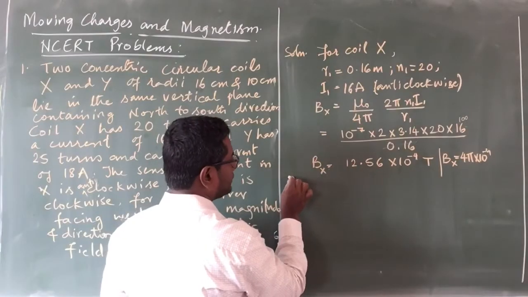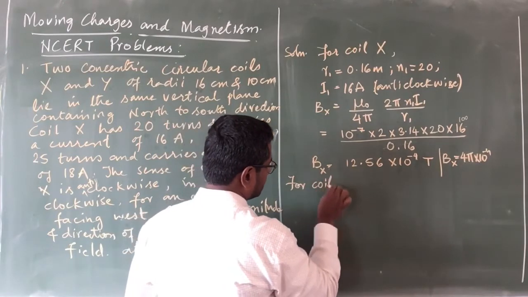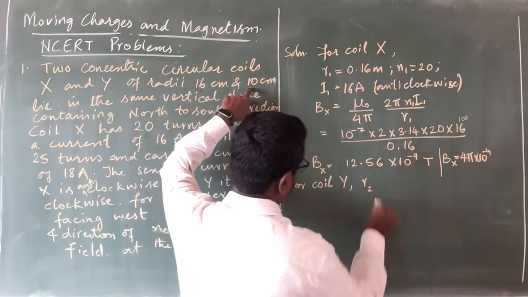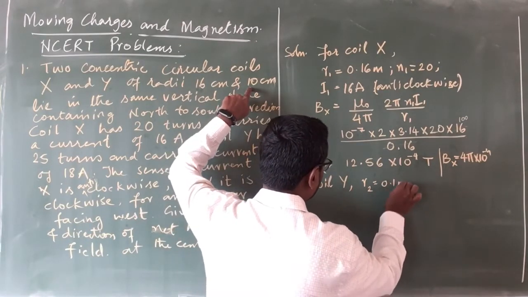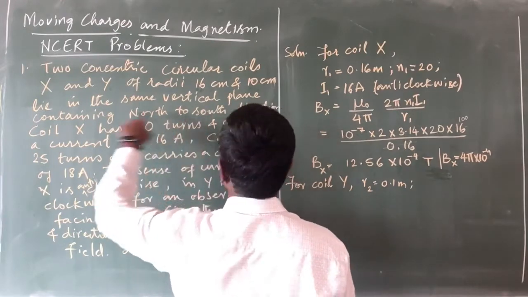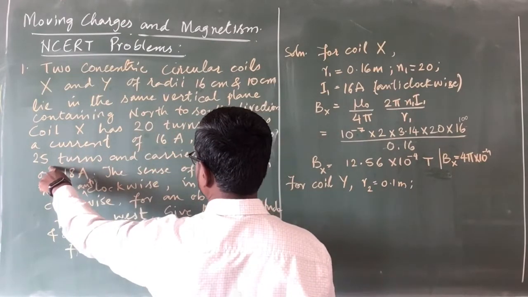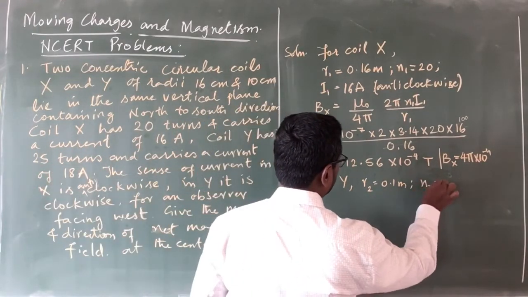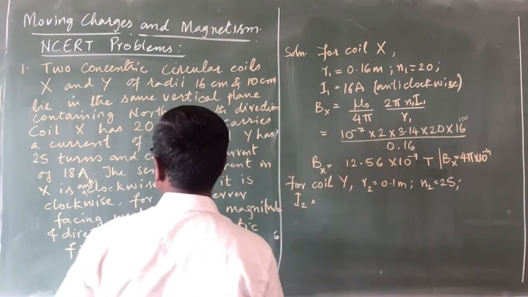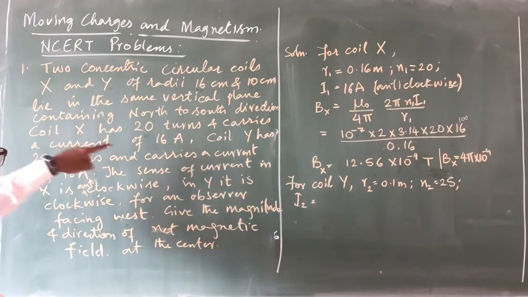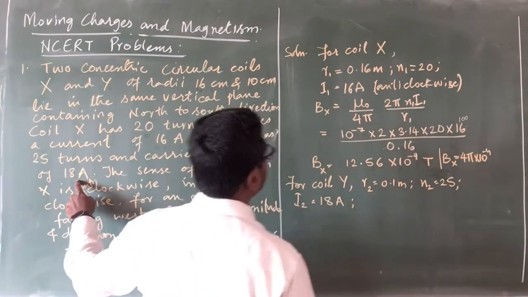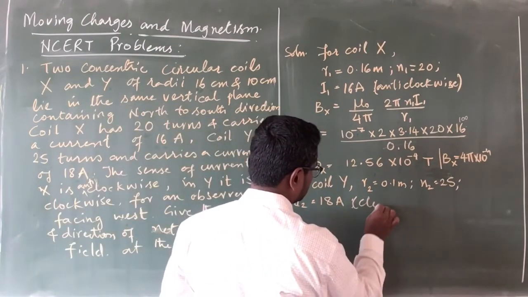We will go for the Y part. The radius, I'm going to take as R2, it is 10 centimeter, so it will be 0.1 meter. Then the next thing is the current. Y has 25 turns, so N2 equals 25. Then the current I2 is 18 ampere, and it is clockwise.